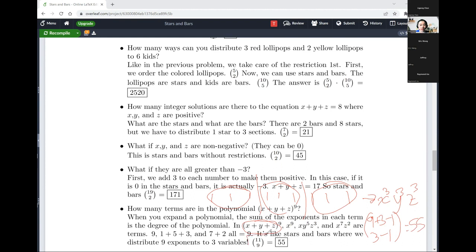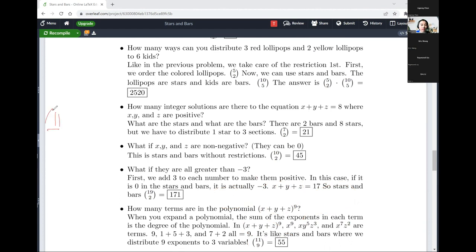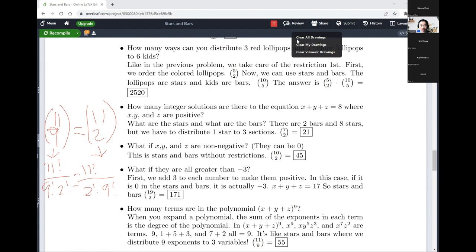But here it says 11 choose 9. So you might be thinking, well, what's the difference? Let me clear. 11 choose 9 is equal to 11 choose 2, because 11 choose 9 is just 11 factorial over 9 factorial and 2 factorial, and 11 choose 2 is 11 factorial over 2 factorial and 9 factorial. And these are obviously the same because multiplication is commutative. So yeah, that's that problem.